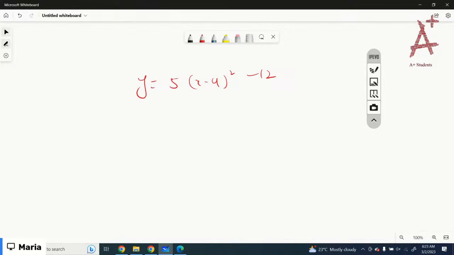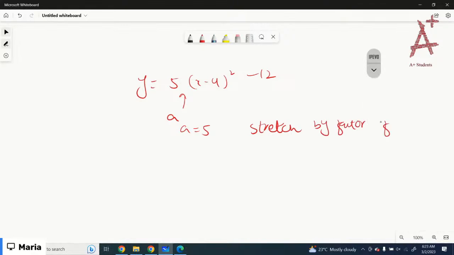So this is a, and a equals 5. That means the graph is stretched by a factor of 5. The graph is stretched by a factor of 5. Got it?